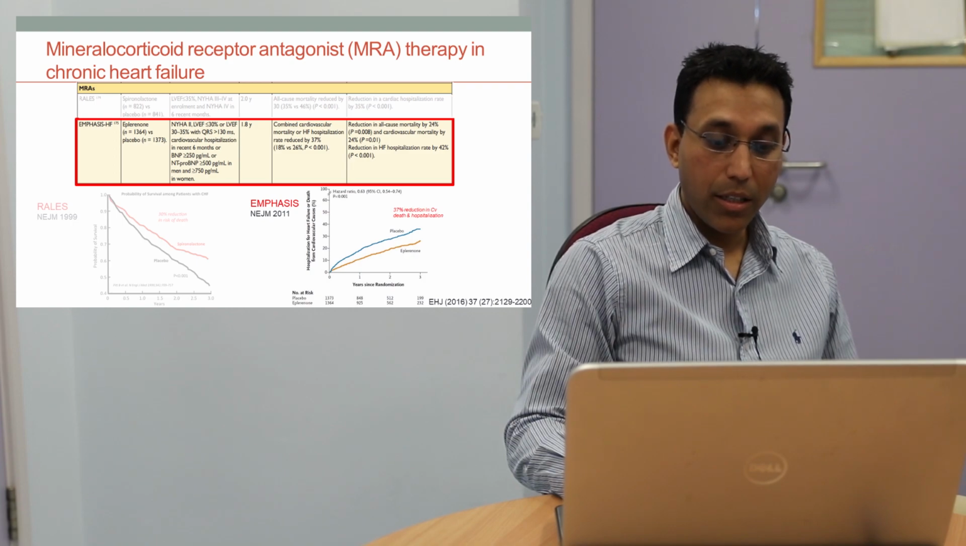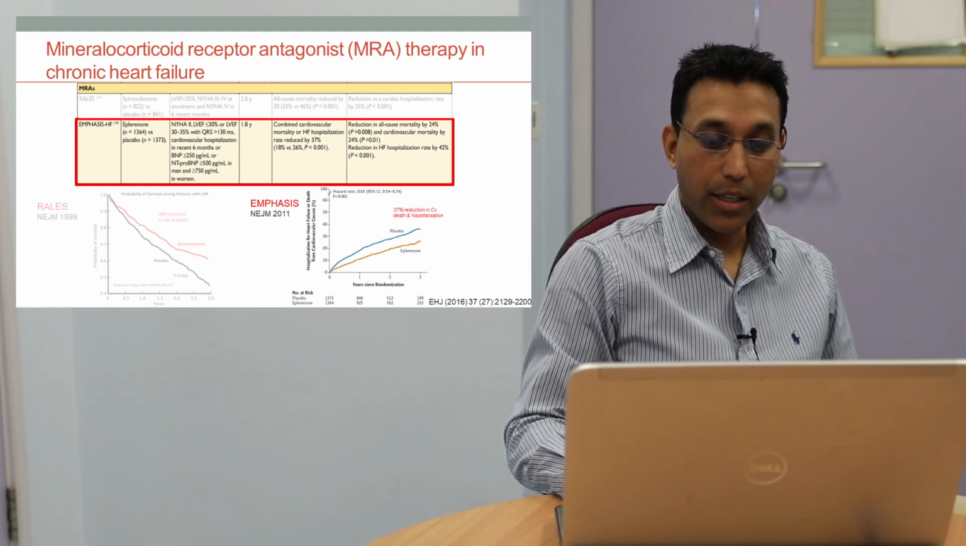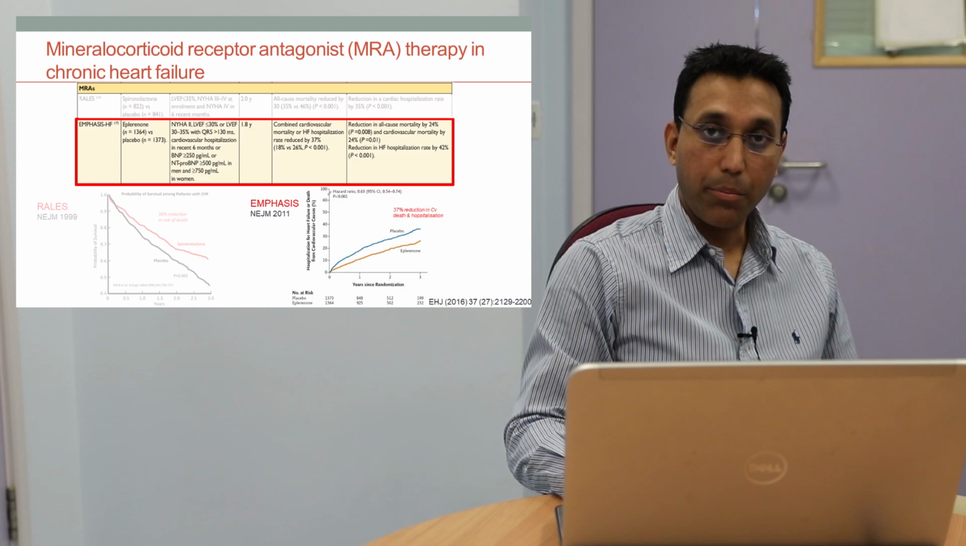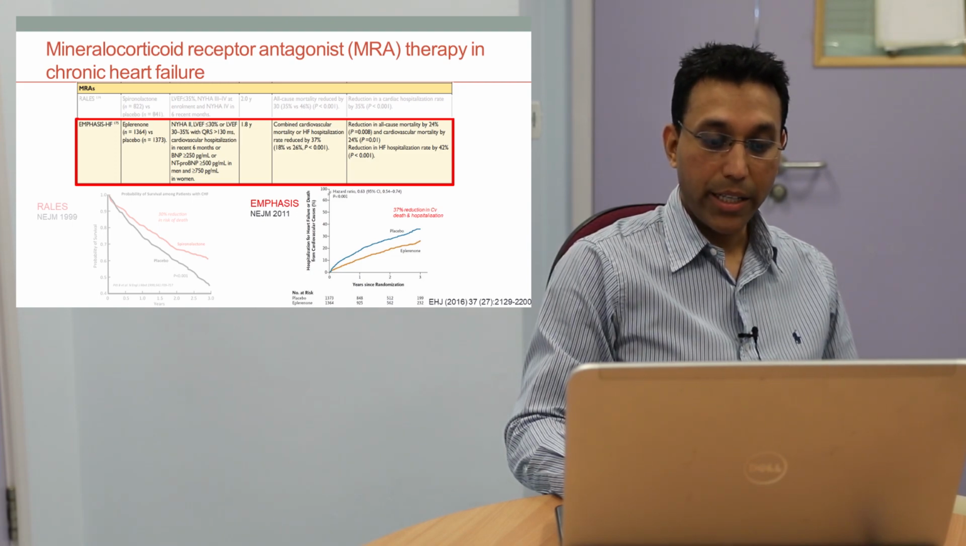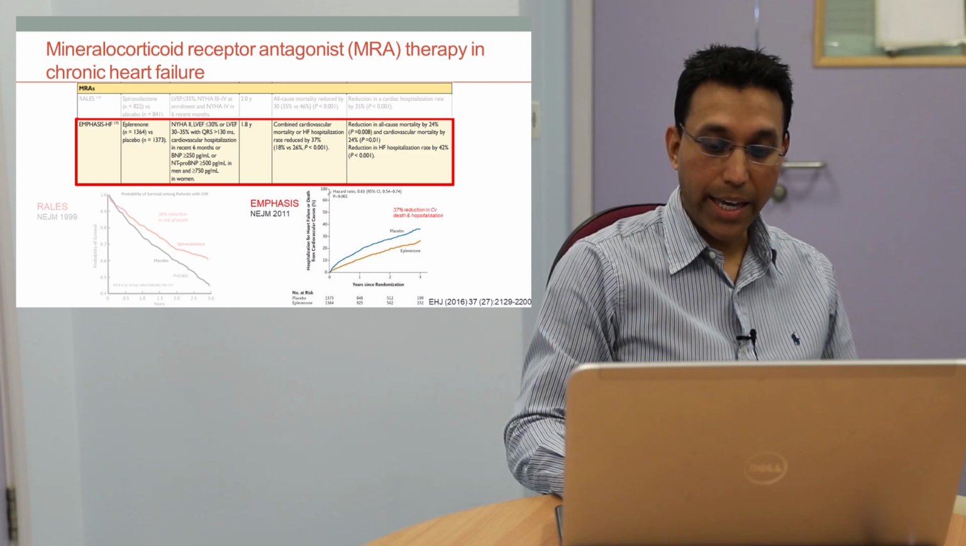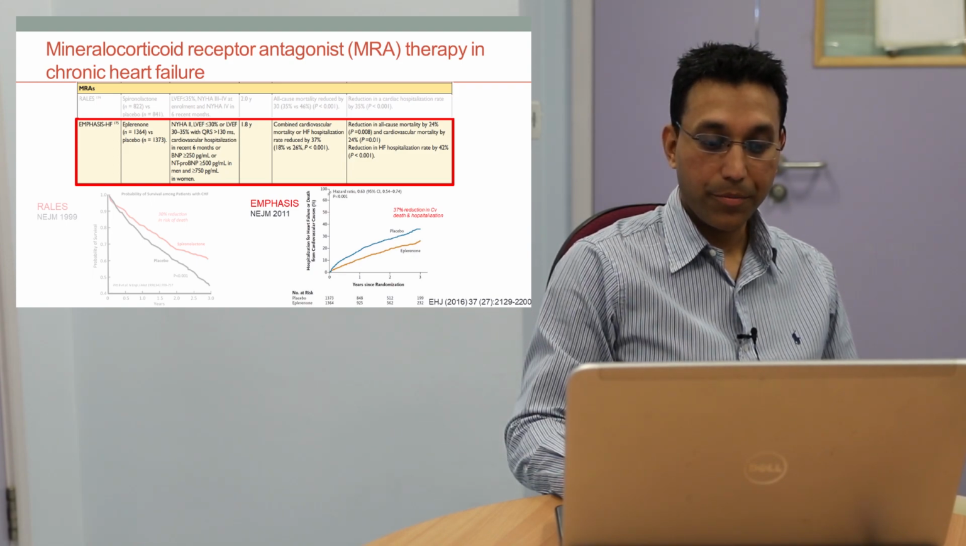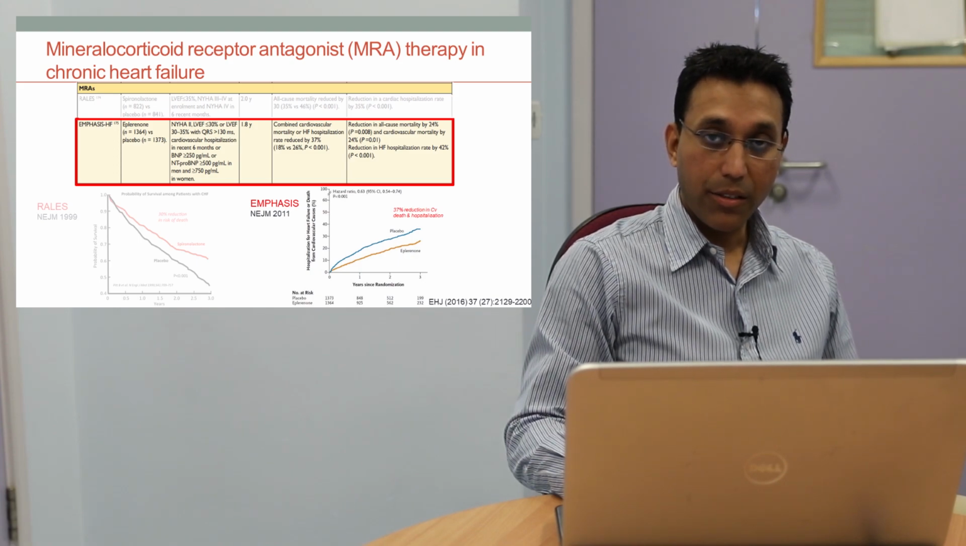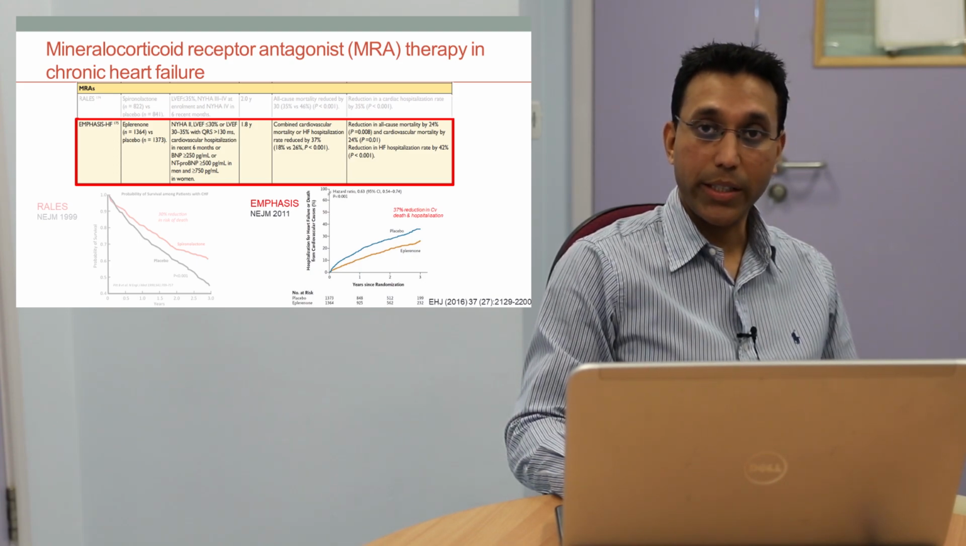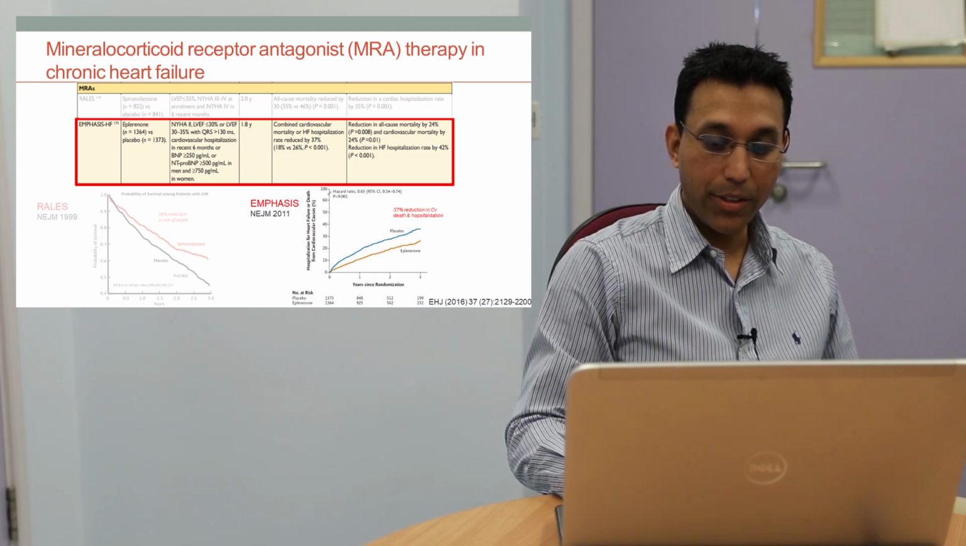Now, at just under 2 years, the study was stopped prematurely, and this was because eplerenone significantly lowered the rate of the primary outcome of death from cardiovascular causes or heart failure hospitalisation by 37%. You can see 18% versus 26% in the placebo group. Eplerenone also significantly lowered mortality rate by 24%. This was 12.5% for eplerenone, 15.5% in the placebo group.